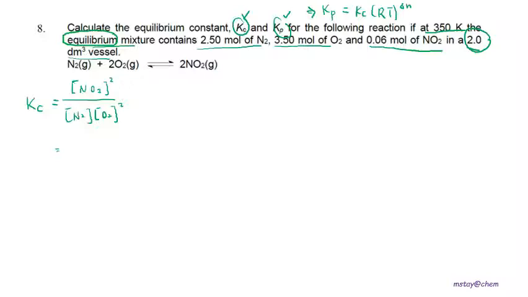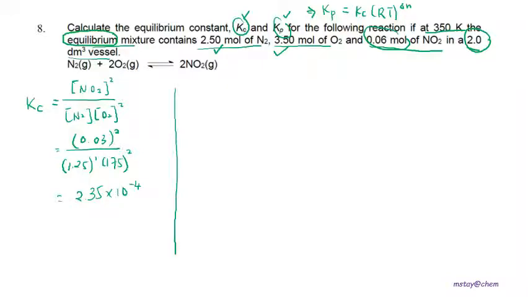Concentration of NO2 is 0.06 divided by 2, which is 0.03, to the power of 2, over the concentration of nitrogen, which is 2.5 divided by 2, is 1.25 to the power of 1, while oxygen is 3.5 mole divided by 2, which is equal to 1.75 to the power of 2. So press the calculator, and you will be able to get the answer, 2.35 exponent negative 4.